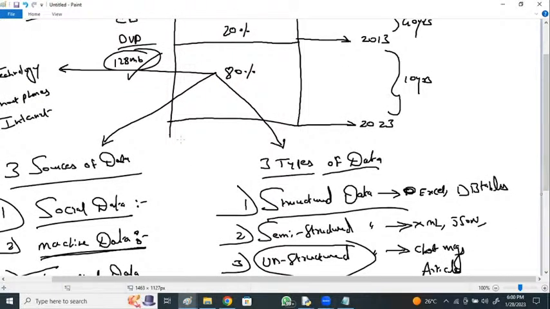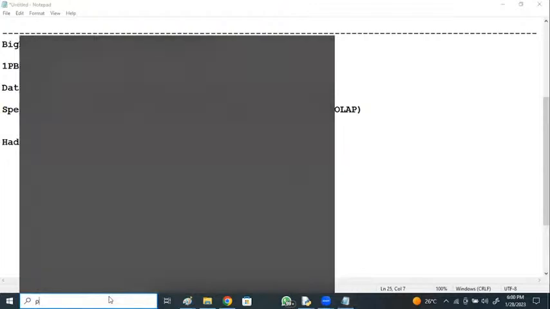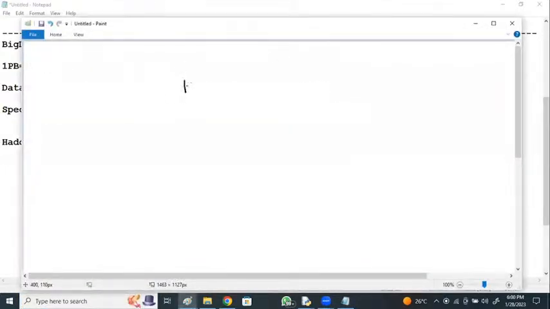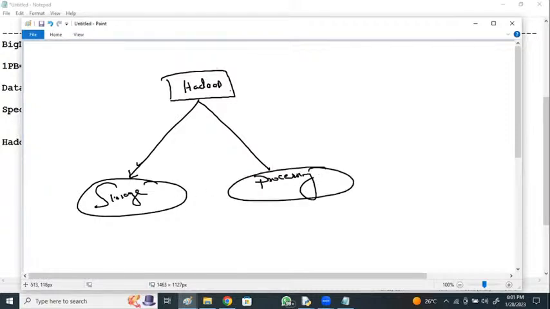So Hadoop is a technology which can store and process this huge data. As a solution to all the storage and processing level problems, we have a framework called Hadoop. Hadoop is meant for two things: it provides two services, storage and processing.